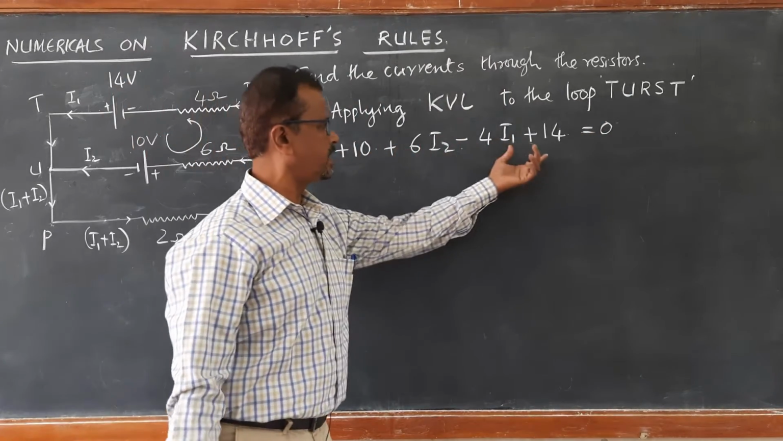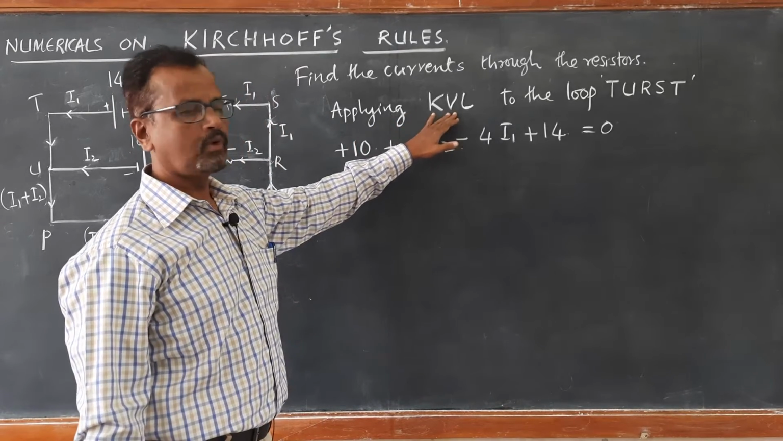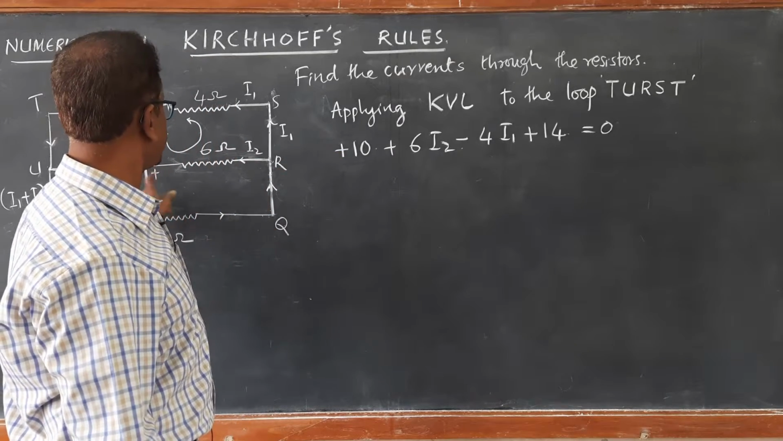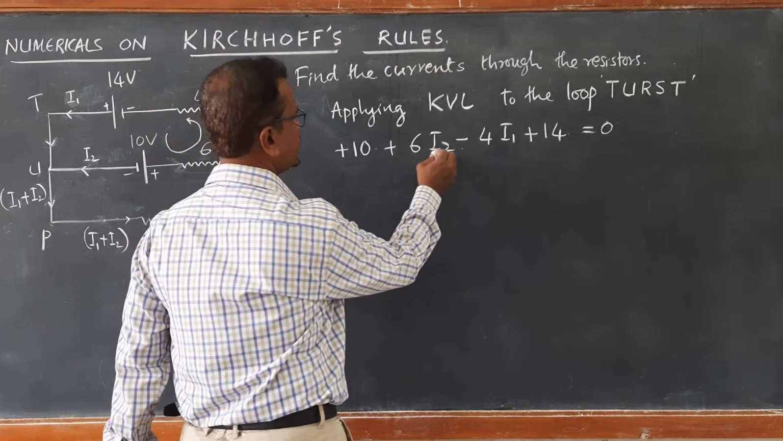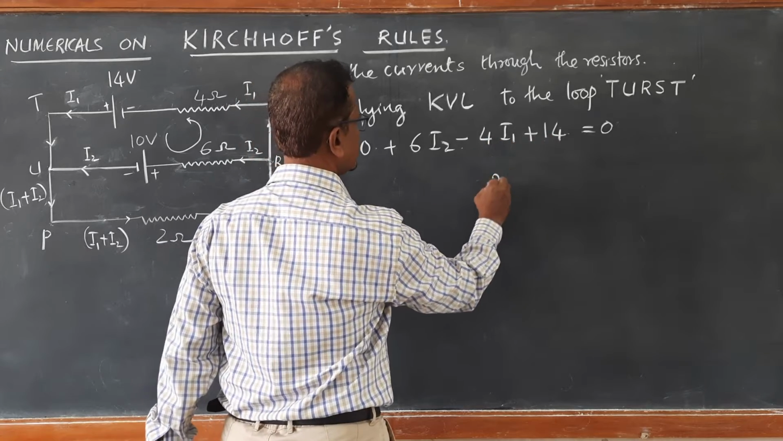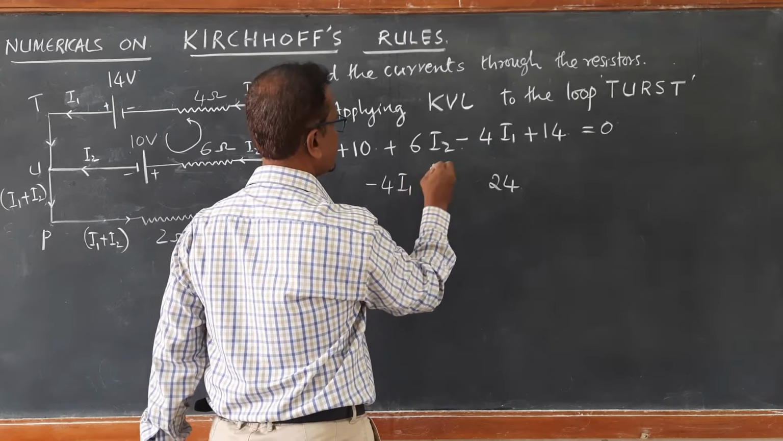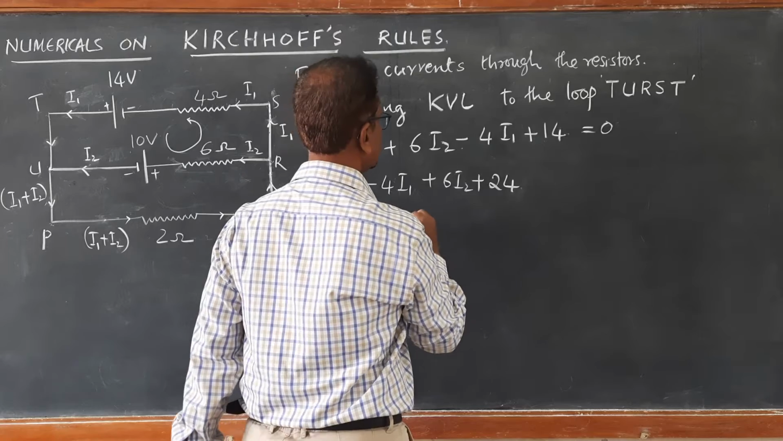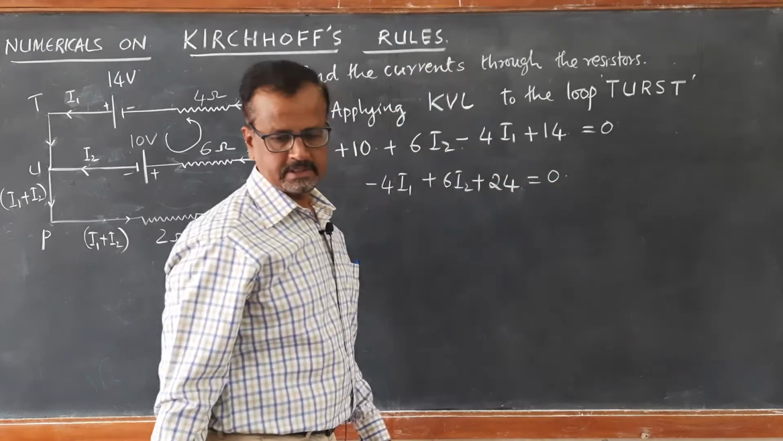Sum of EMFs and the RI products must be equal to 0. That is the Kirchhoff's voltage law. Okay, plus 10 and this is plus 14. Now, when you simplify this, 10 plus 14 becomes 24, and minus 4 I1 plus 6 I2 plus 24 is equal to 0. So this is the first equation.